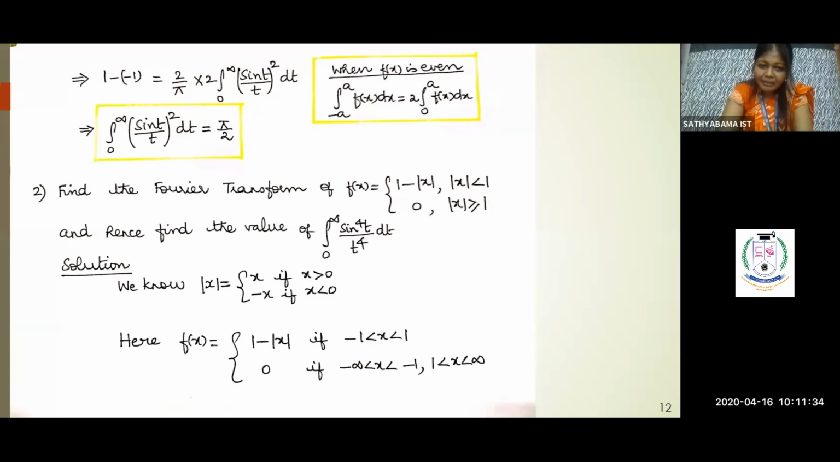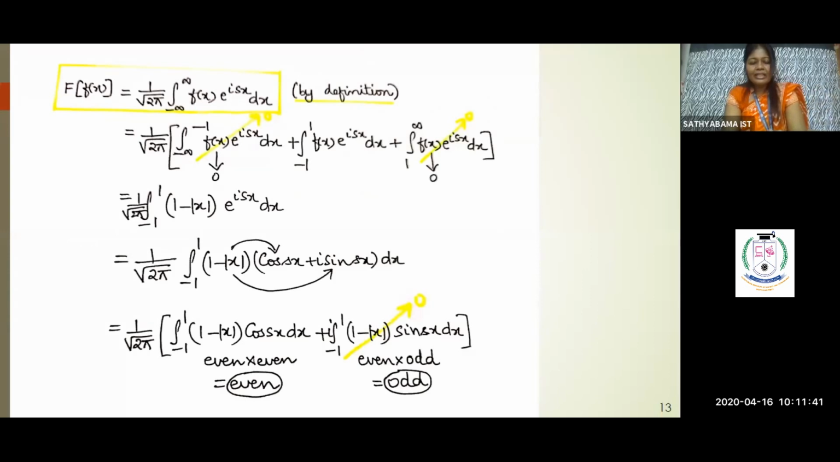Only one deduction. But before that, what should you find? You're asked to find the Fourier transform of f of x. So let's do that first. Let's find the Fourier transform of f of x. So what is f of x equal to? By definition, it is 1 by root of 2 pi integral minus infinity to plus infinity f of x into e power i s x dx, by definition. Okay, remember this by heart.